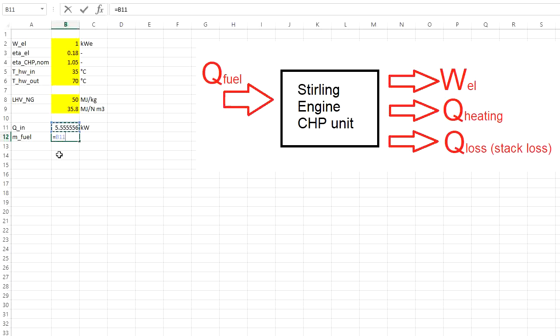So it's the heat input in kilowatts divided by the 50 megajoules per kilo, and if we want the same units, we need to multiply it by 1000 so that we get kilojoules per kilo. So it's kilowatts divided by kilojoules per kilo, and we get kilograms per second, because kilowatts are kilojoules per second. So it's kilograms per second, or we can also have grams per second like this.